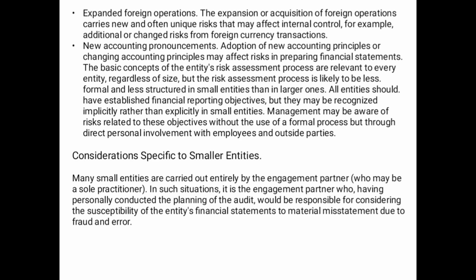The basic concepts of the entity risk assessment process are relevant to every entity regardless of size, but the risk assessment process is likely to be less formal and less structured in small entities than in larger ones. All entities should have established financial reporting objectives, but they may be recognized implicitly rather than explicitly in small entities. Management may be aware of risks related to this objective without the use of a formal process, but through direct personal involvement with employees and outside parties.